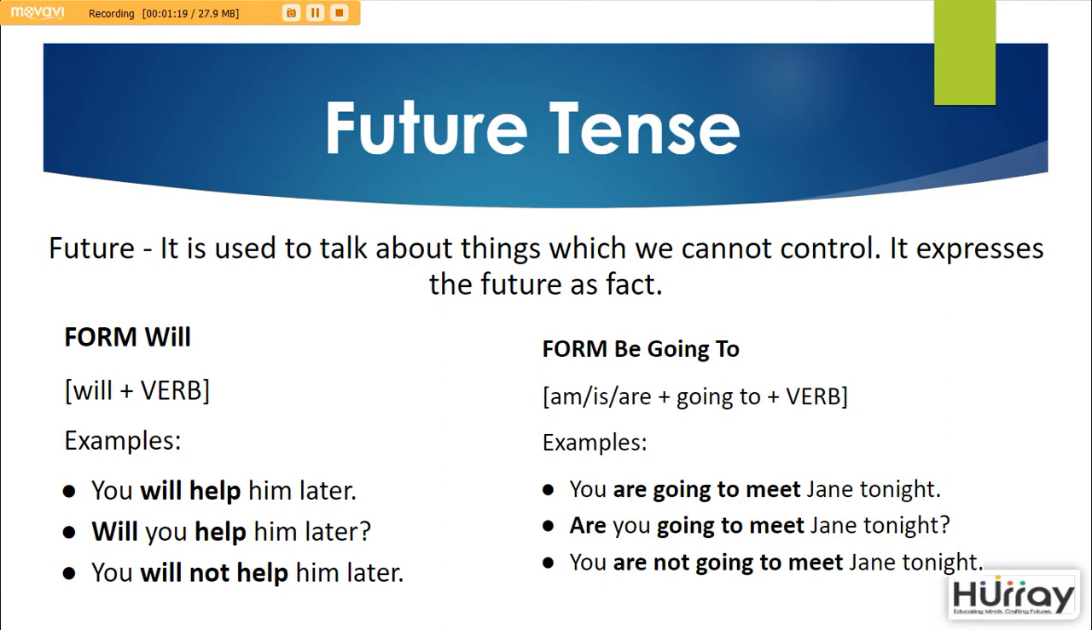Similarly, let's take going to. So you've got am, is or are plus going to plus the verb. The examples of this are as follows. You are going to meet Jane tonight. Are you going to meet Jane tonight? You are not going to meet Jane tonight.